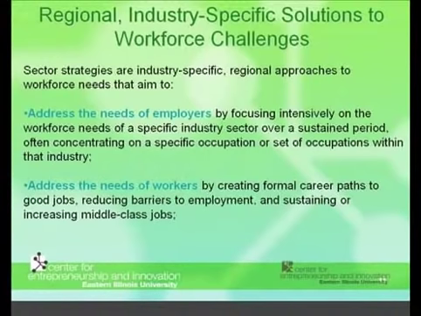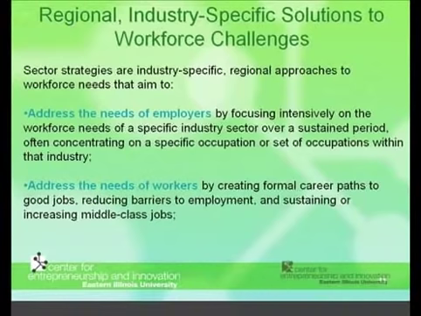Sector strategies are industry-specific regional approaches to workforce needs that address the needs of employers by focusing intensively on the workforce needs of a specific industry sector over a sustained period, often concentrating on a specific occupation or set of occupations within that industry.